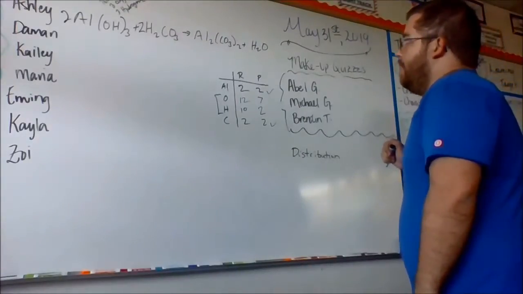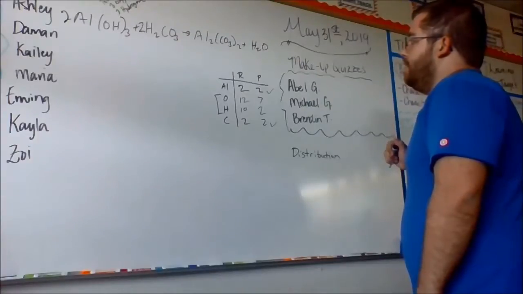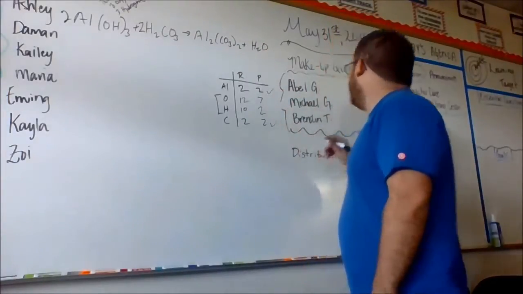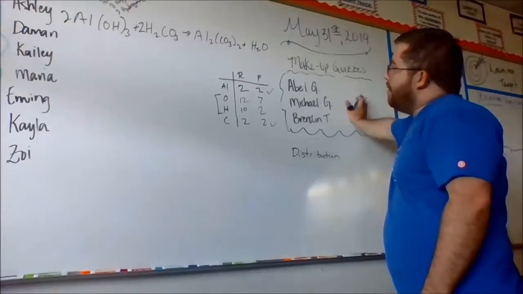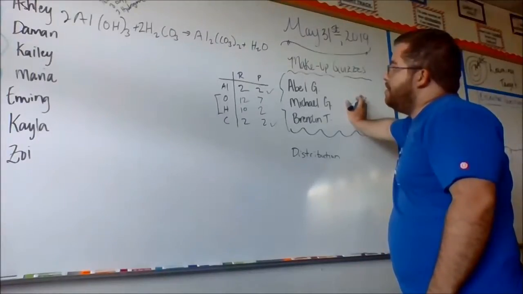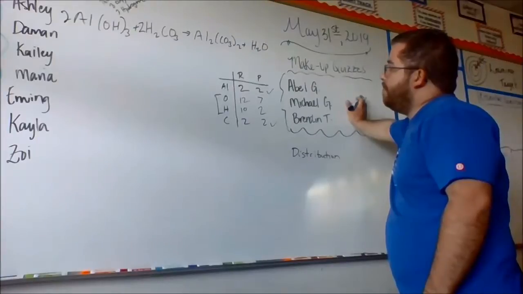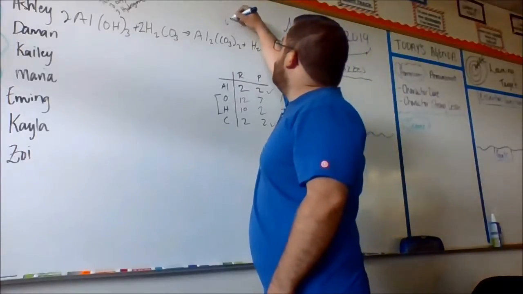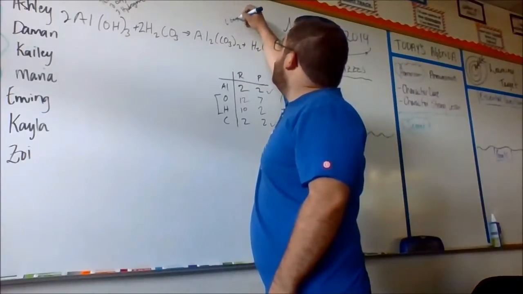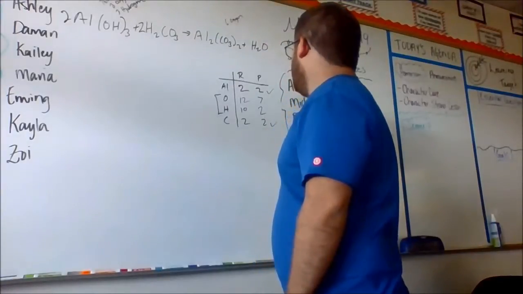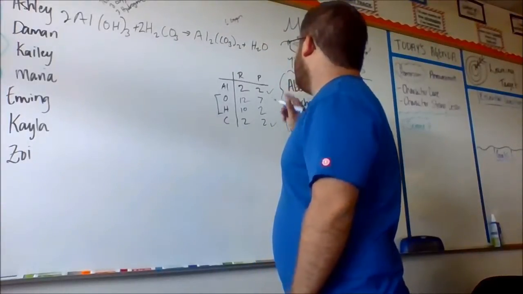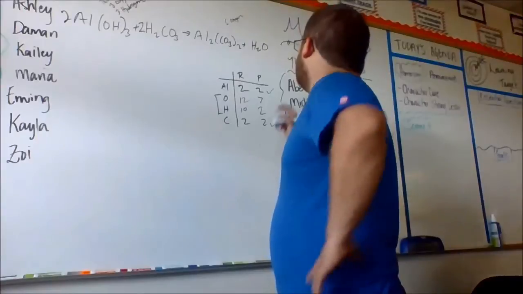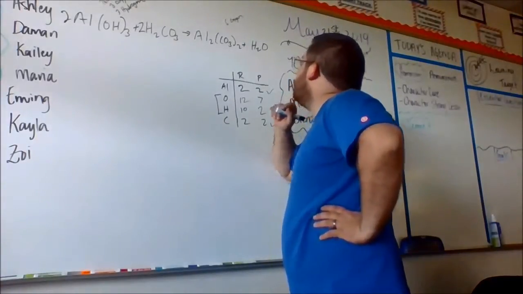Now, the real challenge here is that we want to balance these two without changing these two if we can avoid it. Whether or not we can do that, that's going to be an interesting challenge. Okay, so right here, we have 6 oxygens. Right? So if we were to take 6 out of 12, let's see.